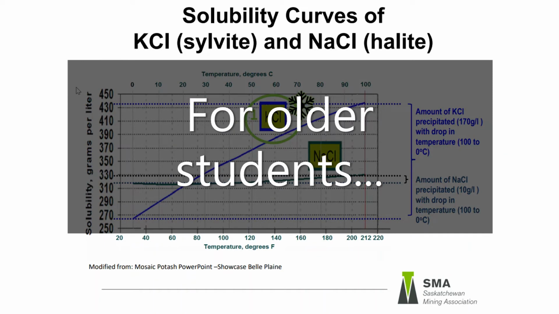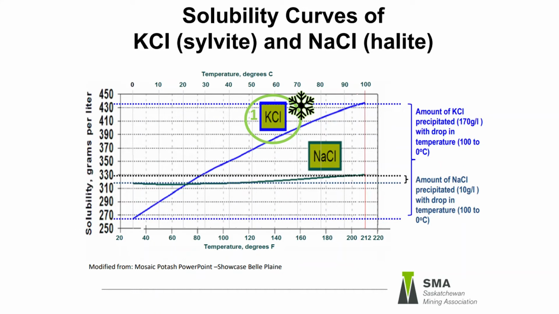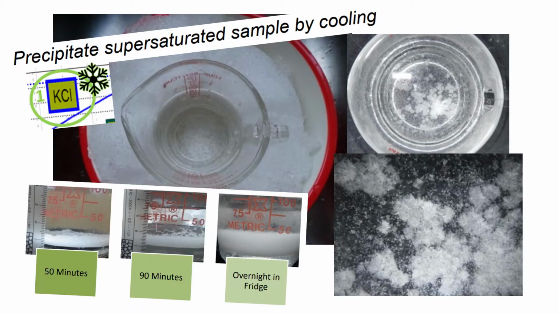For older students, the focus can be on the method to separate the 2 salts from the supersaturated solution, so the final product is pure KCl. For this, have learners interpret a graph comparing the solubility curves of the 2 salts at different temperatures. Learners will pour some of the supersaturated solution into test tubes or small containers or jars and place them into an ice water bath or in the refrigerator.